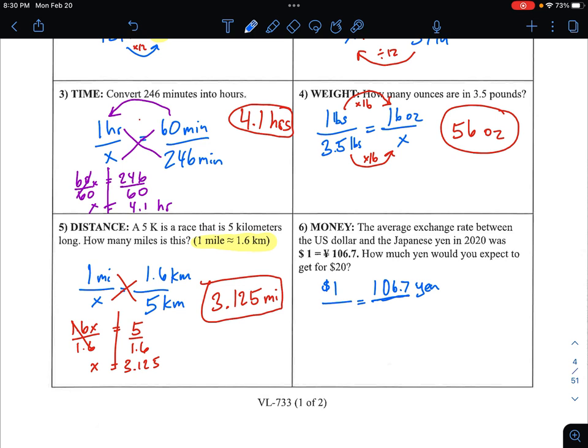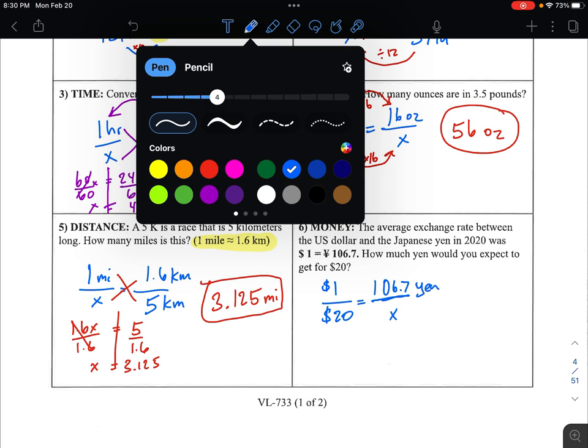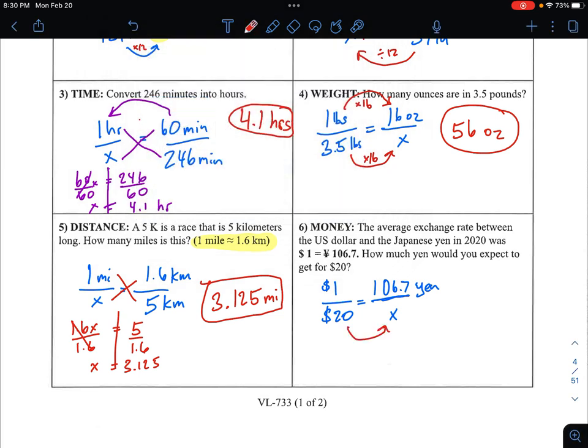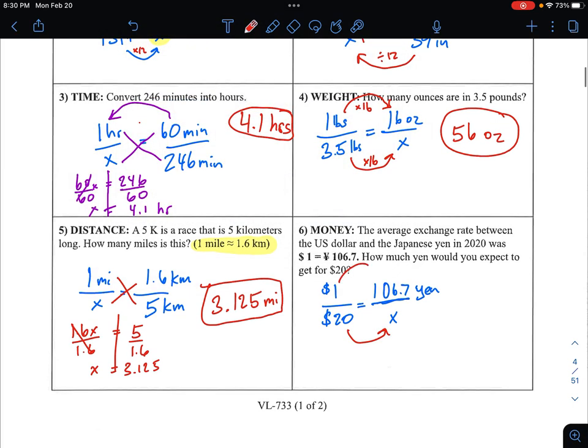So $1 is 106.7 yen. Let's answer the question, how much yen would you expect to get for $20? I don't know how much yen I'm going to get, but I do know I want it to be 20. So the question is, how do I get from 20 to the x? Well, you go from 1 to 106.7. How do I get from 1 to 106.7?